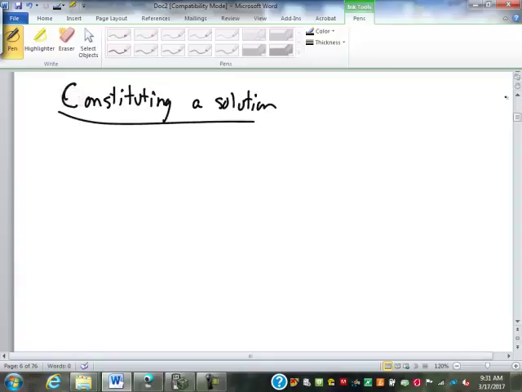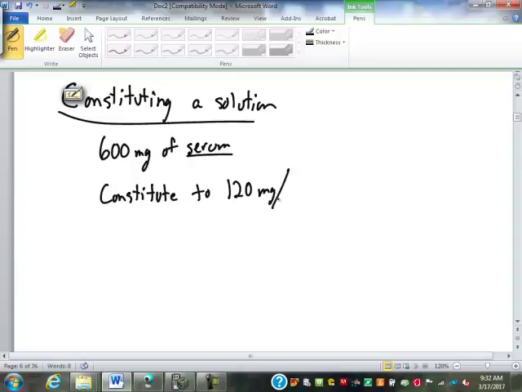If you're looking at that label, we've said the label said 25 milligrams in 2 milliliters or whatever. When you're interpreting that label, you might see a label that says 600 milligrams of whatever medication we're using. We'll put in just the word serum for generic medication. So 600 milligrams of serum, then constitute to 120 milligrams per milliliter with 4.5 milliliters of, and usually on the label, instead of using NS, they'll use the term sterile water for injection or whatever.